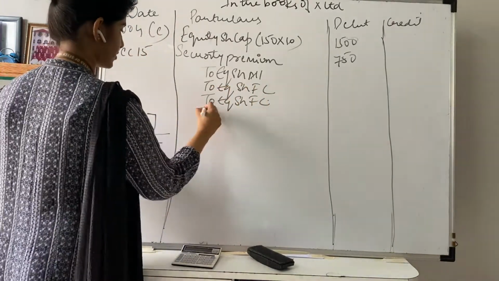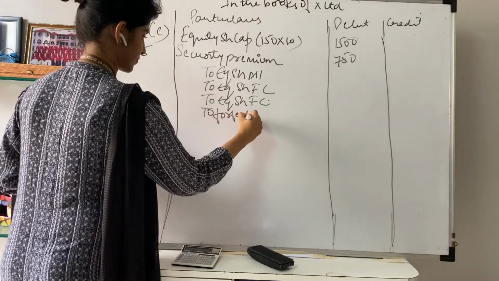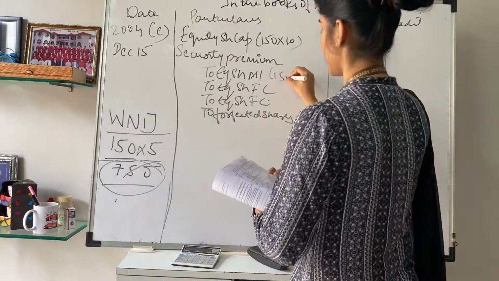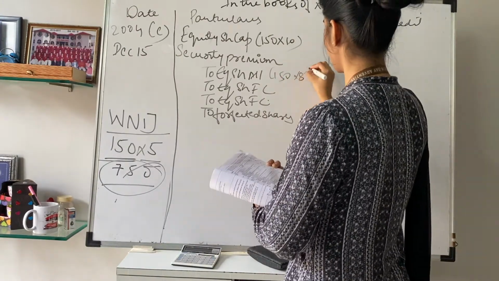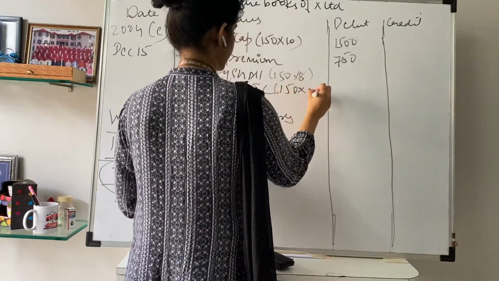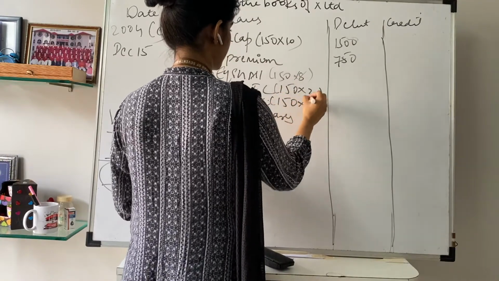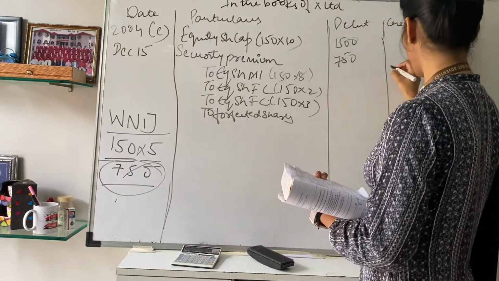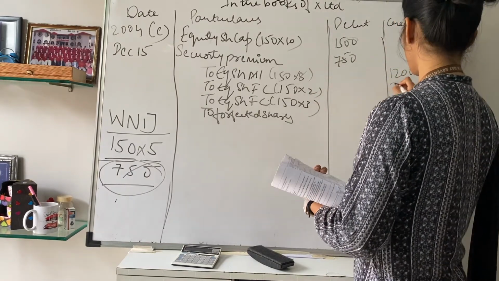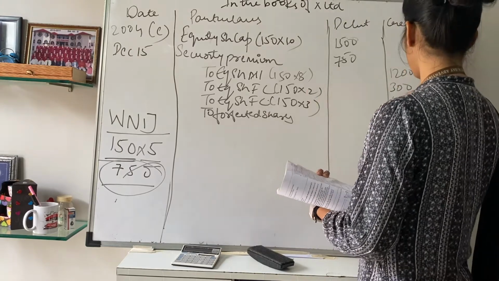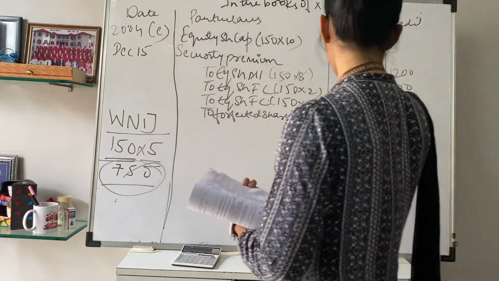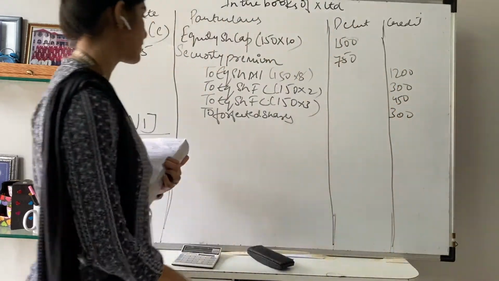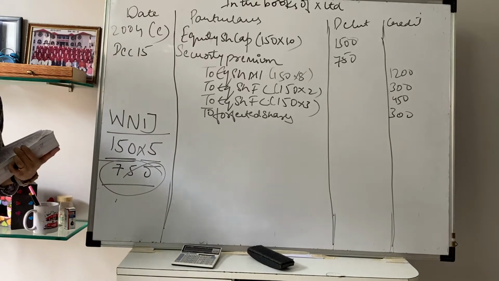Next is your forfeited shares. We'll check the amounts. 150 into amount not paid is 8. Amount not paid is 2. Amount not paid is 150 into 3. 150, 8, 2, 3. This will be your 1200. This will be your 300. This will be your 450. The left out amount will be the part of your forfeited shares, that is 300. So this is the journal entry for forfeiture.